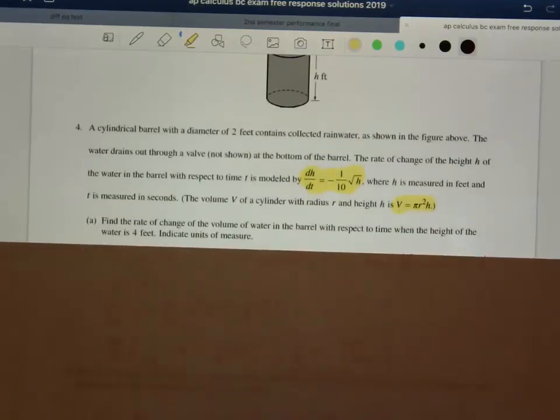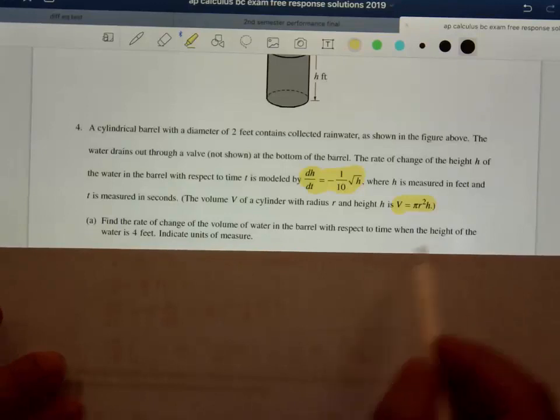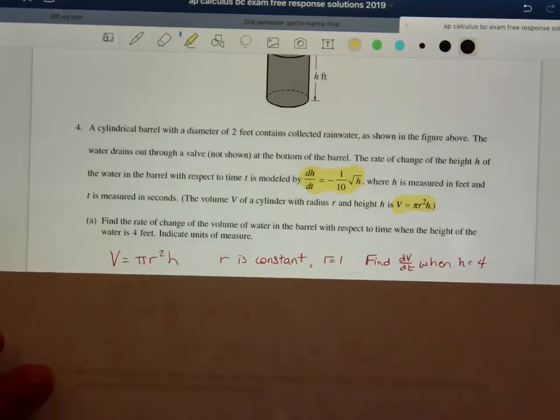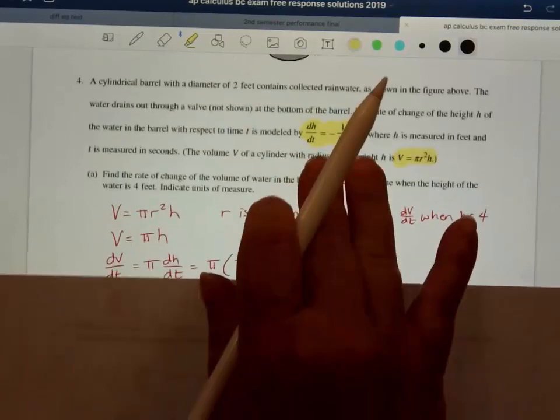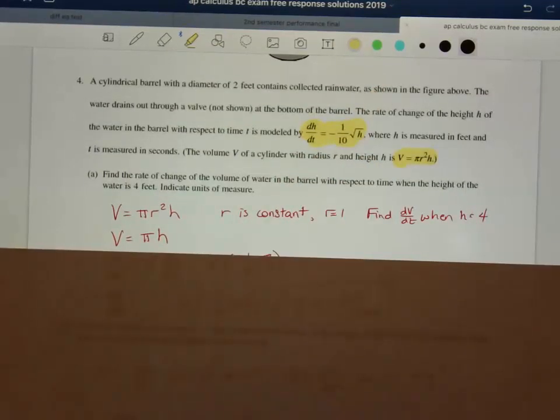Find the rate of change of the volume of the water in the barrel with respect to time when the height is 4. So the volume formula is here. r is a constant and it's equal to 1, so you can plug that in immediately. No matter how full the barrel is, it's always going to have a radius of 1. So that can be plugged in right away. The question asks us to find dV/dt when h equals 4. So our formula just changes to pi h, which makes it a lot simpler.